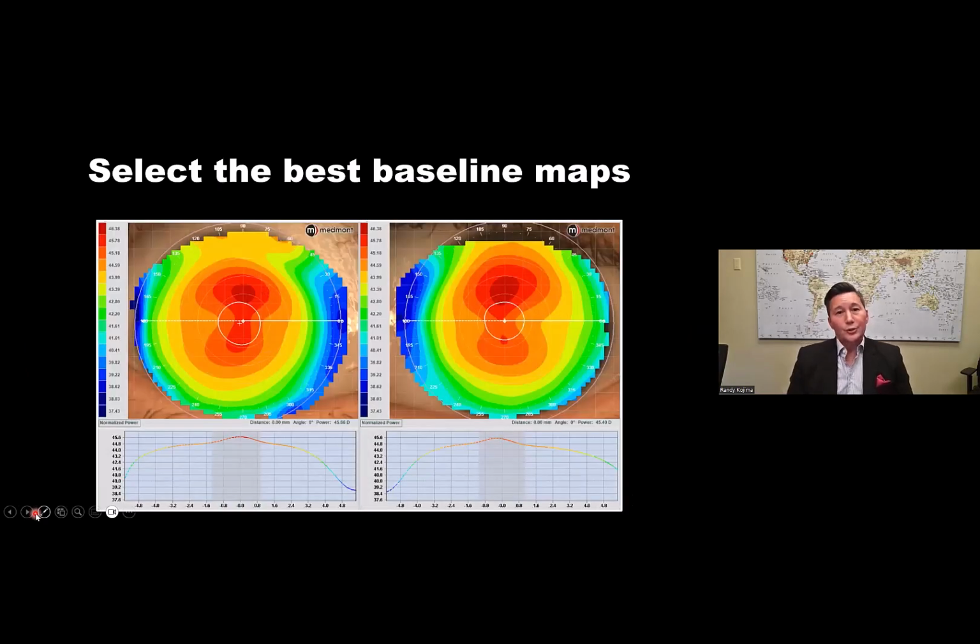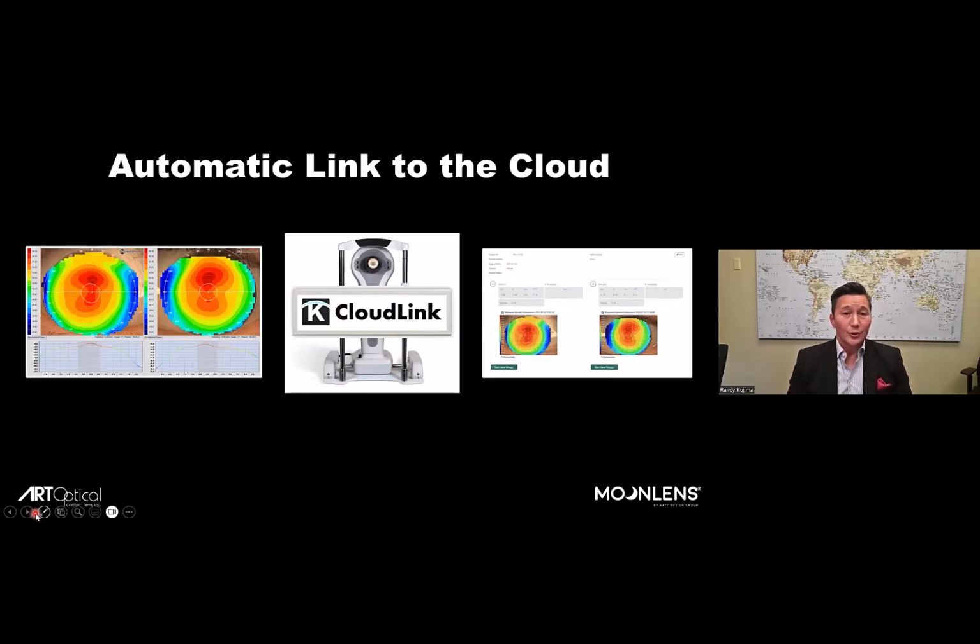Now, once you've got your best right and your best left topographies, then you're ready to upload it to the site. So you're going to use something called the Cloud Link. And this is used for users that have a linked topographer to the KATTCloud, meaning your topographer is an approved and authorized instrument to upload data to the KATTCloud.